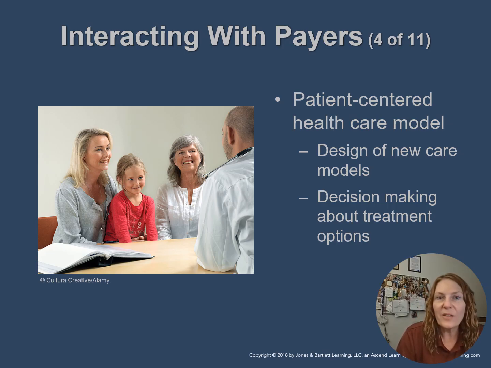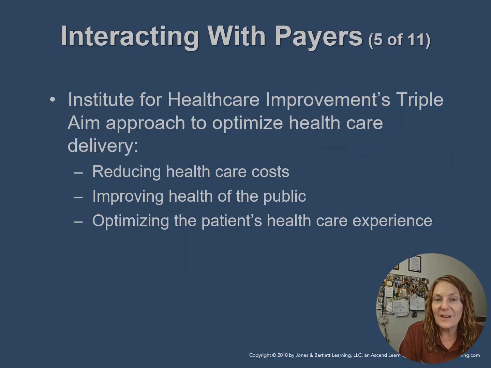In recent years, healthcare in the United States has begun moving towards a patient-centered healthcare model, which involves patients and their families in the design of the new care models and the decision-making about individual treatment options, and that is exciting progress. As community paramedicine programs search for sources of sustainable funding, they will need to meet the goals of the Institute for Healthcare Improvement's triple aim to qualify for such funding. The triple aim is a threefold approach designed to help optimize healthcare delivery by reducing healthcare cost, improving the health of the public, and optimizing the patient's healthcare experience.